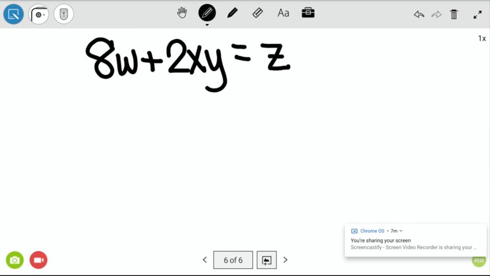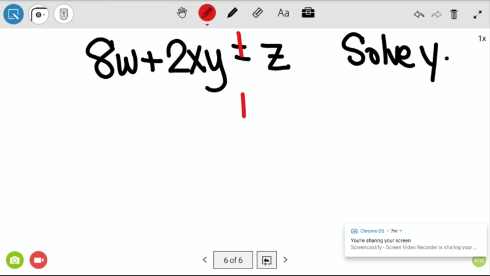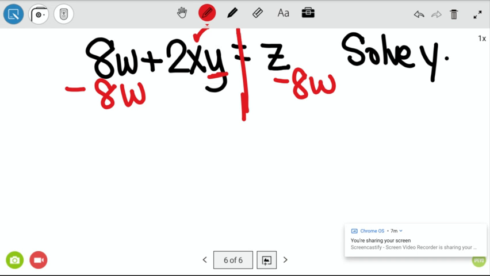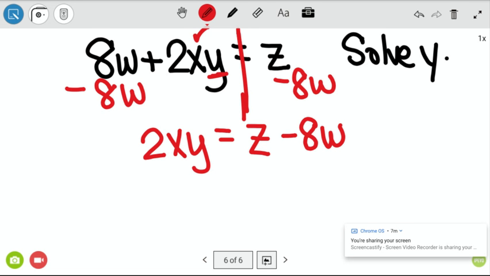All right, 8w plus 2xy equals z, and we are going to solve for y. All right, on this one, we want to keep this term over here because it's got what we're looking for, but the 8w has nothing to do with it, so we're going to move it over. And this ends up being 2xy equals z minus 8w. I very rarely write my z's like that with the line, but I just do that so I don't get it confused with a 2.